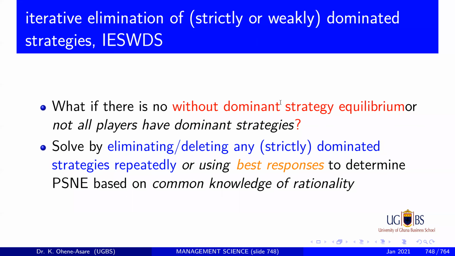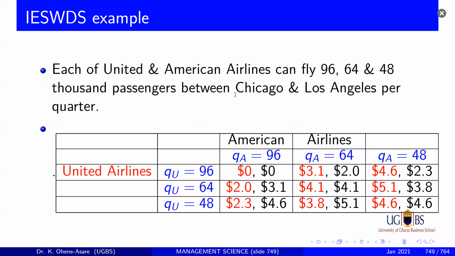It is based on the common knowledge of rationality. In other words, the players must be rational human beings. They must be sensible enough to know that what they are doing is right for them. In order to do this, let's take a story.